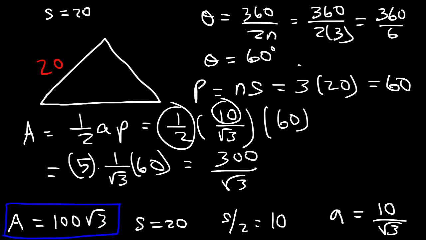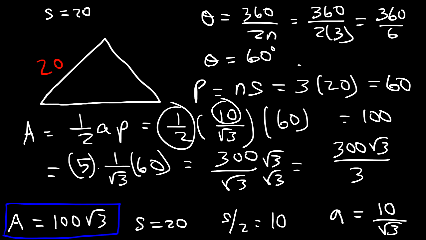Now let's rationalize it. Let's multiply the top and the bottom by the square root of 3. The square root of 3 times the square root of 3 is the square root of 9, which is 3. And 300 divided by 3 is 100. So this will give us the same answer, 100 square root 3, but just a lot longer. But it does work for any regular polygon, this formula.